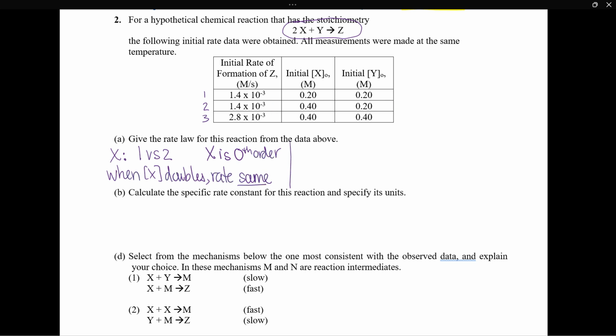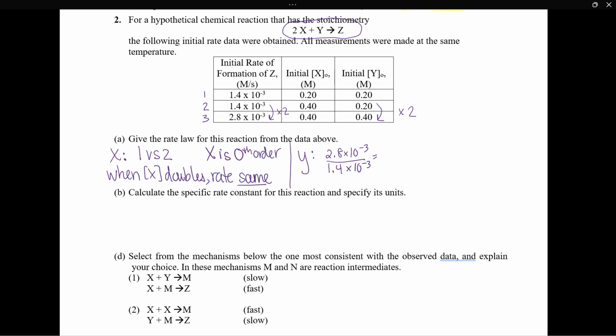So I'm going to erase this here and let's look at Y. So for Y, again, I want to compare something where Y changes, but X stays the same. So if you compare experiments 2 versus 3, it looks like the concentration of Y is doubling. And if I compare these two rates, 2.8 versus 1.4, 2.8 is 2 times faster. And just to clarify, what I'm doing here with the math is I'm just taking the larger number and dividing it by the smaller number. That's how I'm figuring out how much bigger it is.